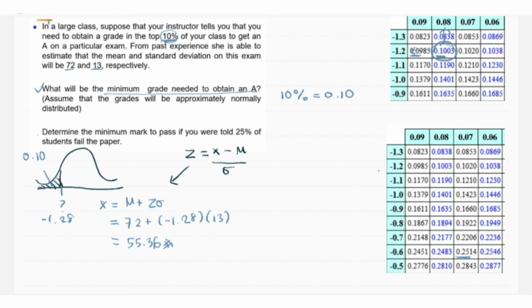So the next one, we need to determine the minimum mark to pass if you were told 25% of students failed the paper. So now we want to look for the x value if the given probability is 25%.